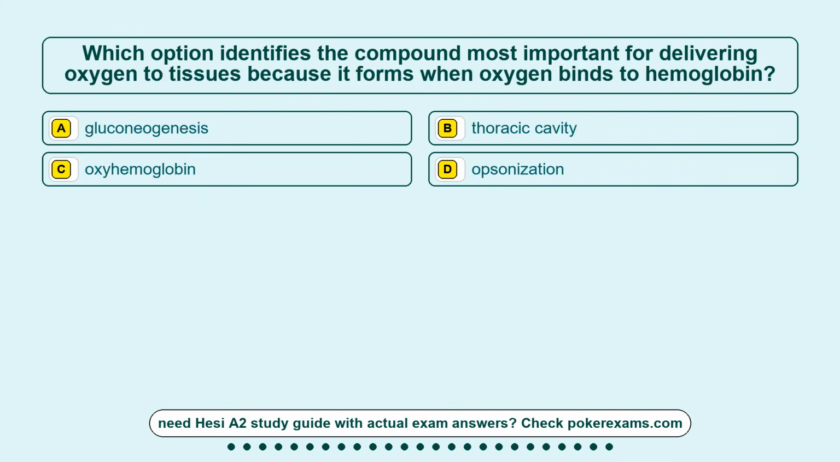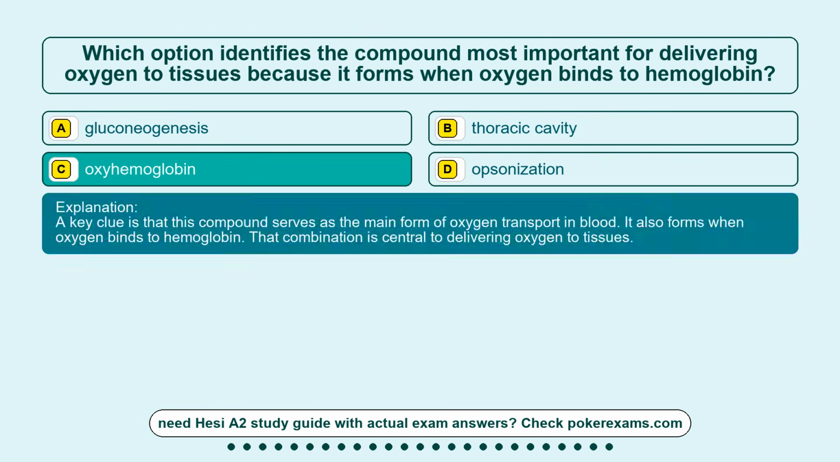Question 7. Which option identifies the compound most important for delivering oxygen to tissues because it forms when oxygen binds to hemoglobin? Option A, gluconeogenesis. Option B, thoracic cavity. Option C, oxyhemoglobin. Option D, opsonization. The correct answer is option C, oxyhemoglobin.